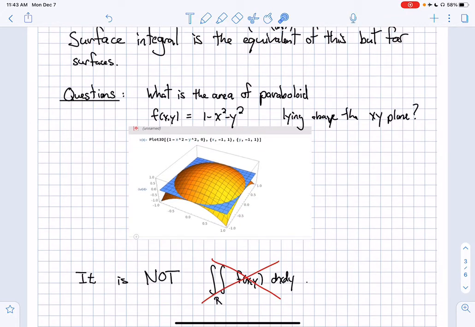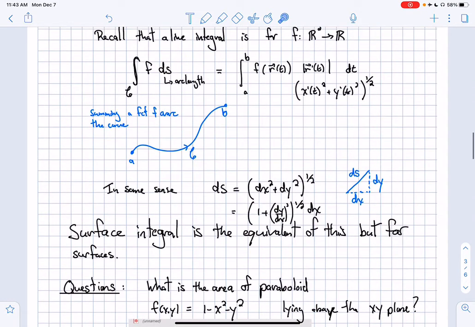And a naive guess would be, well, I'm going to integrate my function dx dy. But if you think about that, when you do this, you're actually going to get the volume. So it's not what I want to sum up. I don't want to sum f times dx dy here. What I want is to sum all those little orange squares that are curvy. But what is the area of these orange squares? Well, it's a bit like the same question here. What is the length of ds? Okay?